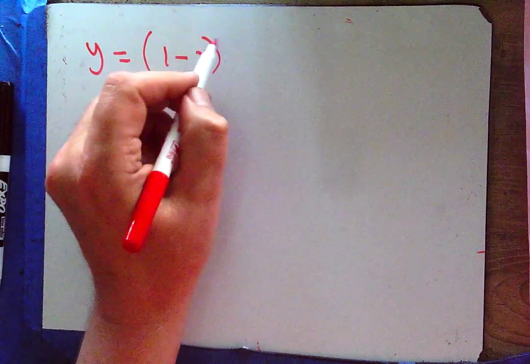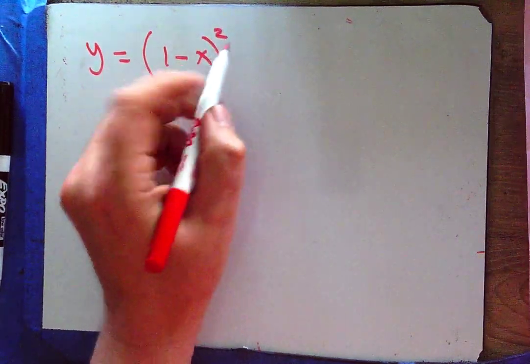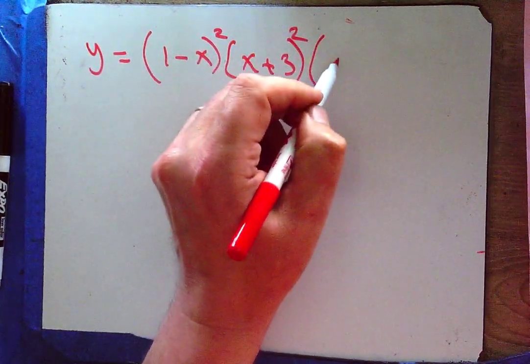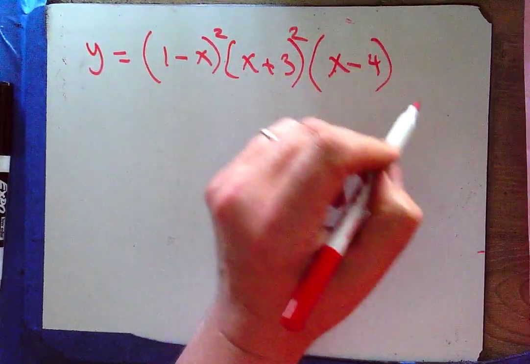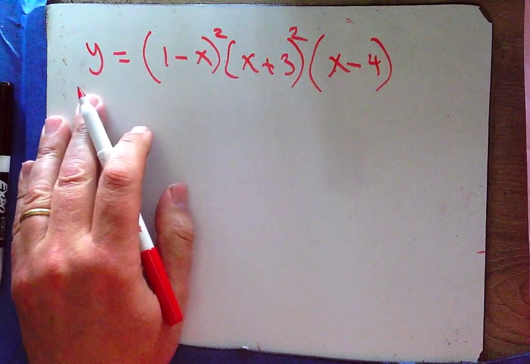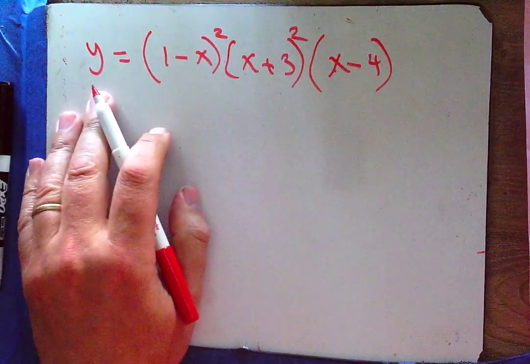Y equals 1 minus x squared, x plus 3 squared, and x minus 4. Okay, think about this one, and come back in a few minutes when you have it graphed.